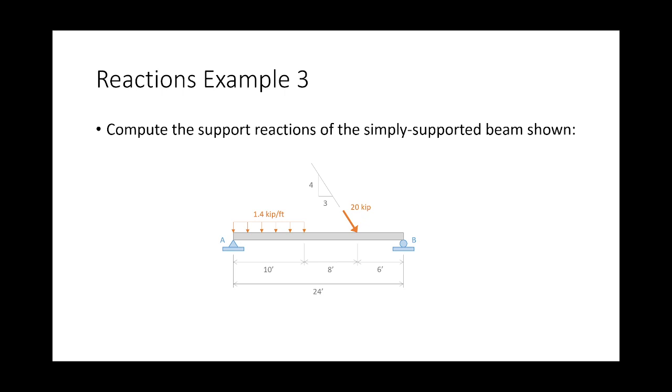Because in the last two problems that we had, as well as your homework assignment that was due this morning, all of the loads were vertical, so the horizontal reactions were 0. But that's not going to be the case here because we have an inclined load. So we're going to need to actually determine all three of those reactions.